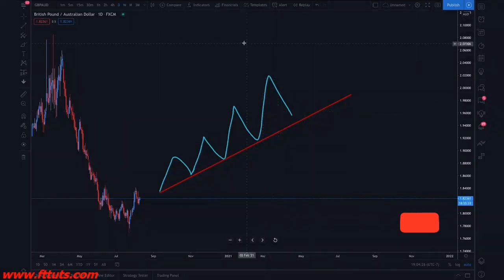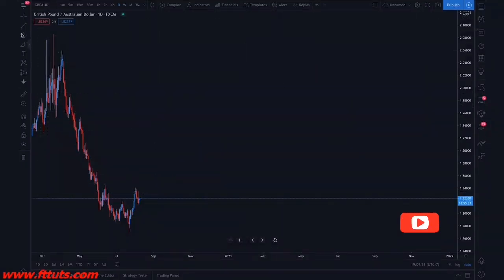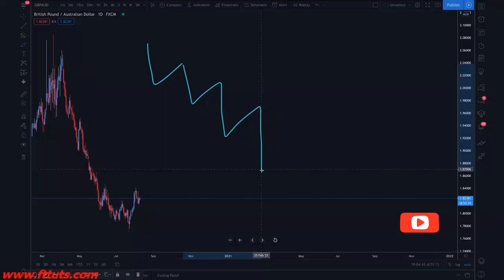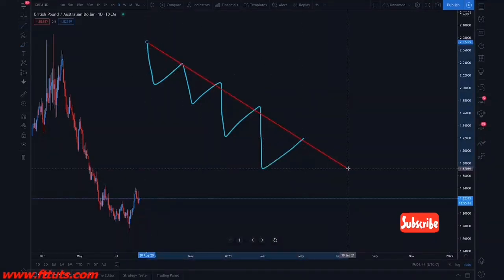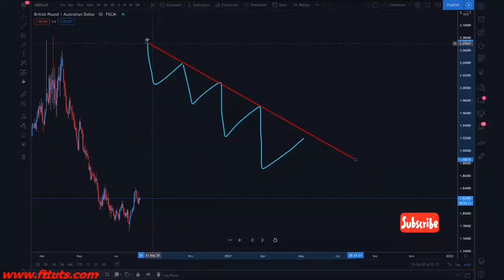It's the same for a downtrend as well. A downtrend consists of lower highs and lower lows. Lower high, because this high is lower than that high. Low, high, low, high, low, high. And obviously our trend line goes across it. So now we can see that it bounces off every single time and we're always on the right side of the trend.